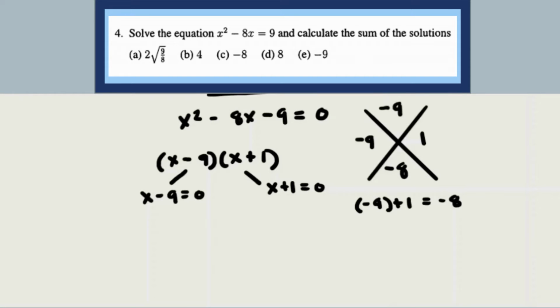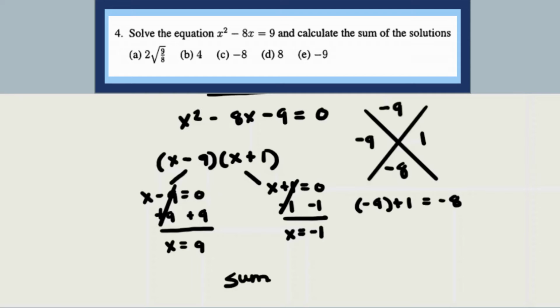When we do that, we add 9 on both sides, and that becomes x equal to positive 9, and then we subtract 1 on both sides, and that becomes x equal to negative 1. Now, they wanted the sum of the solutions, so our sum is going to be equal to 9 plus negative 1, which is just positive 8. The answer choice that correlates with what we got is answer choice D. So the answer is just going to be 8.